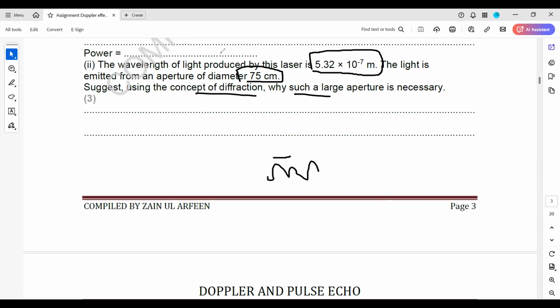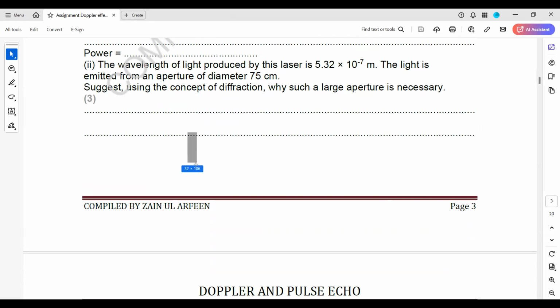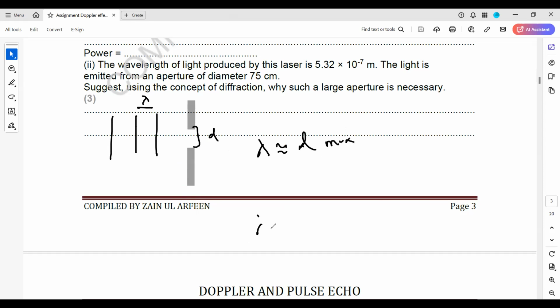Recall the idea of diffraction. Diffraction means spreading of the wave when it passes through an obstacle, a gap or edges. Diffraction depends on the wavelength and on the gap size. If the wavelength is approximately equal to the gap size, then we will have maximum diffraction. If the wavelength is less than the gap size, then we'll have minimum diffraction. Aperture means an opening, a gap between two objects.